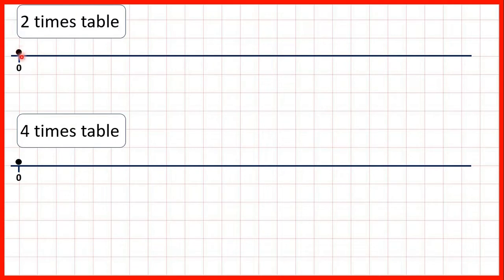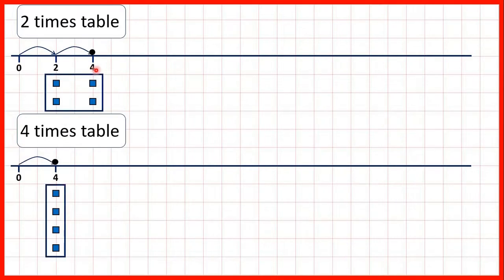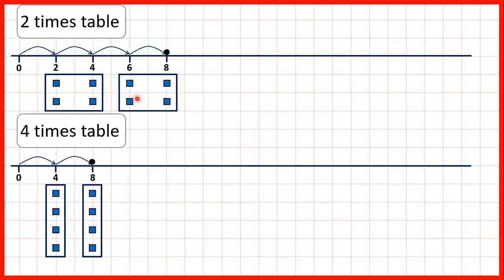So with our 2 times table, counting in steps of 2, we have 2 and then 4, and the first multiple in our 4 times table is 4. So 2 times 2 is the same as 1 times 4. Now if we keep going with our 2 times table, next we have 6 and then 8. So 4 times 2 is 8, and 2 times 4 is also 8. You can see that in our 2 times table, we now have an extra 4 counters, and we've got an extra 4 counters in our 4 times table as well.